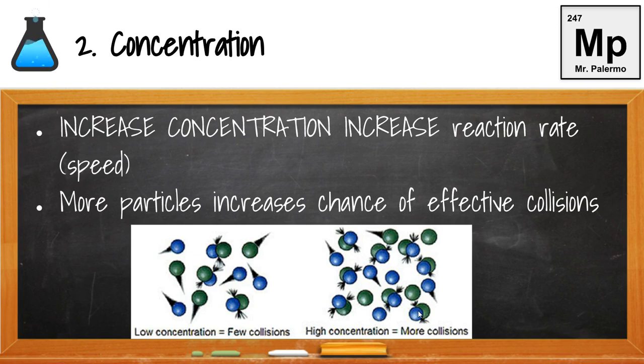The next factor affecting our reaction rate is the concentration, the amount. So if we increase the concentration, we're going to increase the reaction rate, or the speed at which the reaction occurs. As you can see here, for low concentrations to high concentrations, if you have more particles, they are colliding more and more chances for effective collisions to happen. If you have more effective collisions, the reaction will happen faster.